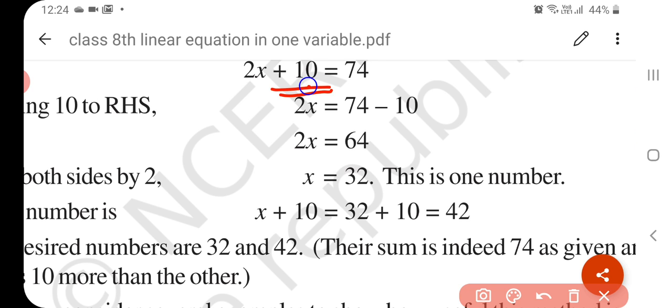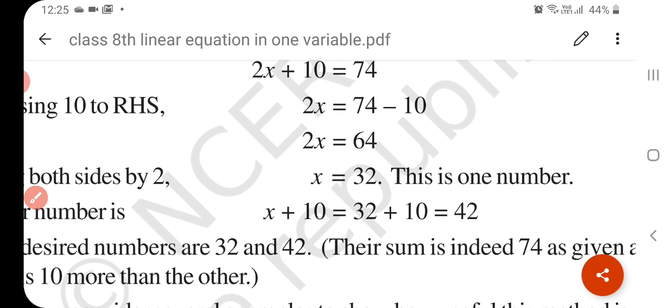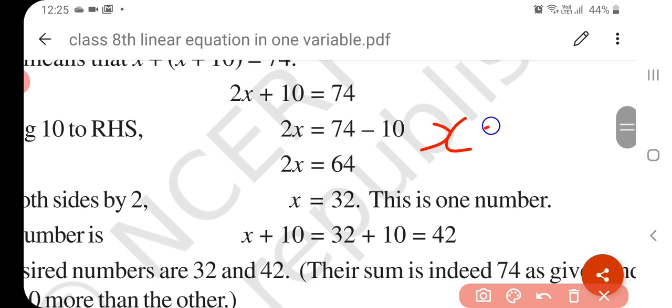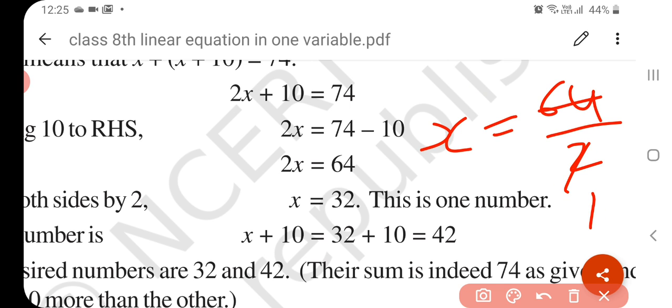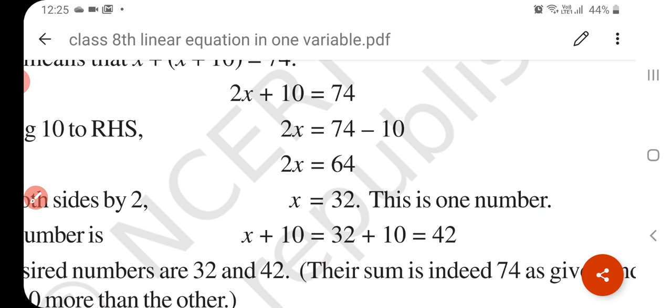So what we do, we transpose it to the right hand side. So it's 74 minus 10. So 2x is equal to 64. Now 2 is with x in multiplication, so we have to divide. Means क्या किया है हमने यहाँ पर, 2x is equal to 64 है, तो हम करेंगे x is equal to 64 upon 2. Okay, so 2 1s are 2, 2 3s are 6, and 2 2s are 4. So our value is x is equal to 32. This is one number. Okay, understand how we find it.